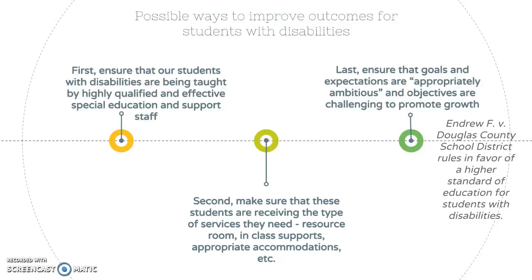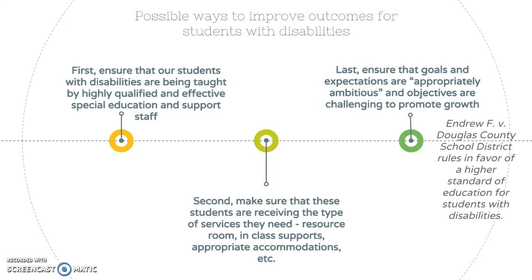And so for possible ways to improve those outcomes, I would say first to ensure that our students with disabilities are being taught by highly qualified and effective special education and support staff. And I think it's important not just to hire highly qualified instructors, but to ensure that they're effective at their job. That can be done through mentor programs and through observations and feedback and training and lots of different ways to ensure that your highly qualified staff is also effective at their job, which will improve outcomes for students with disabilities.